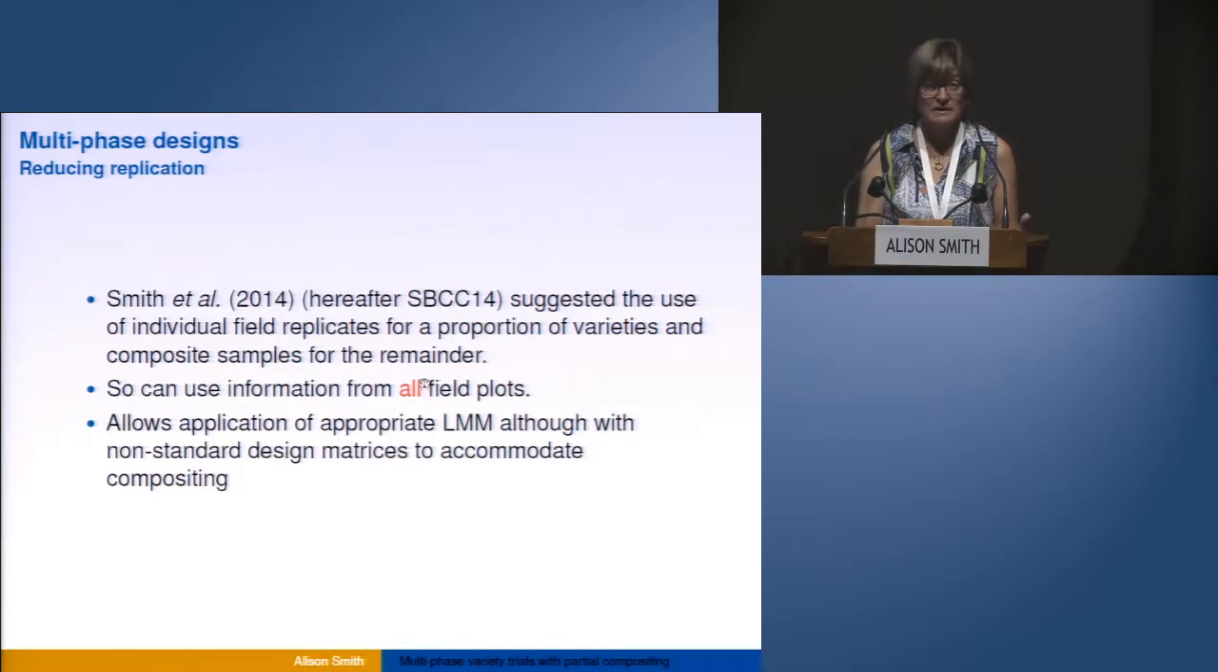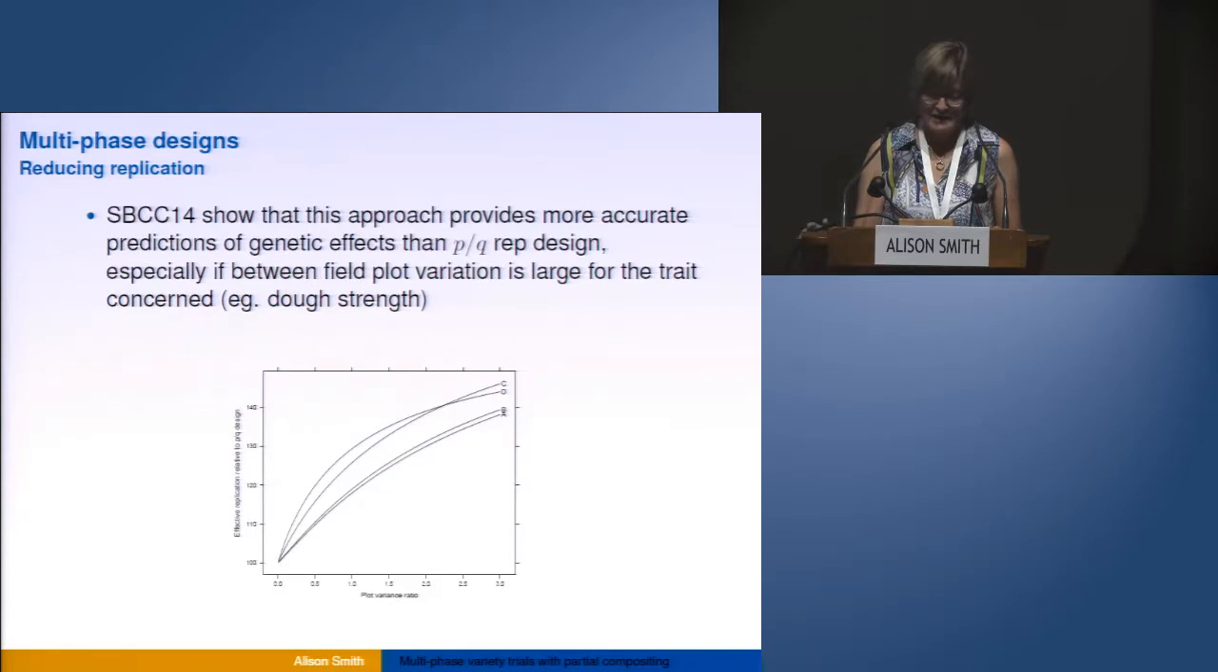And once again, we can apply linear mixed model analyses for this, although it is a bit more complicated because we're going to have non-standard design matrices arising from the fact that we're compositing samples. In the paper that we've just written, which is about to go into press, we've shown that by using this mixture of composite and individual plot samples, we get more accurate predictions of our effects of interest than we would if we use the PQ idea, particularly if the between plot variation is large compared to the lab variation.